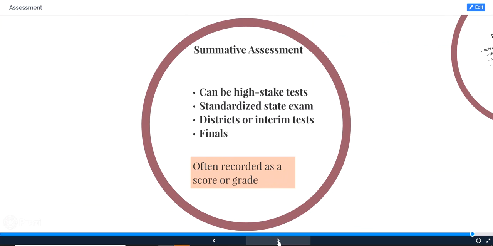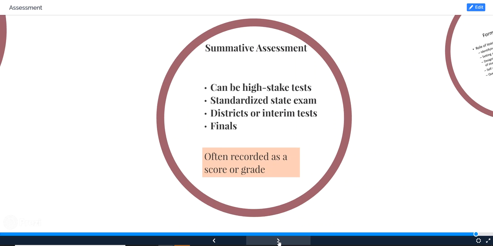Summative assessment can be high-stake tests. Often they're high-stake tests. Standardized state exams are an example. District or interim tests are an example. Finals, often recorded and scored as a grade.